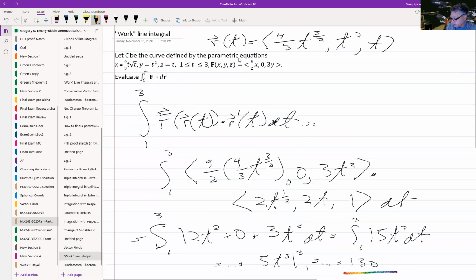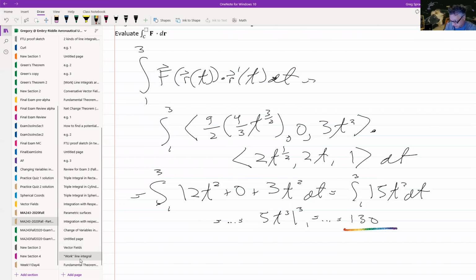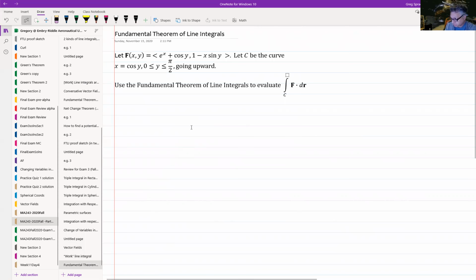By the way, this vector field is not conservative, so we couldn't have used the FTLI. Speaking of the FTLI, there's a problem in it, and I should have written here that I forgot to write that big F is conservative.